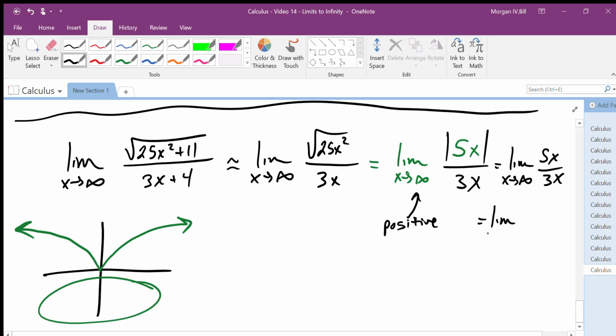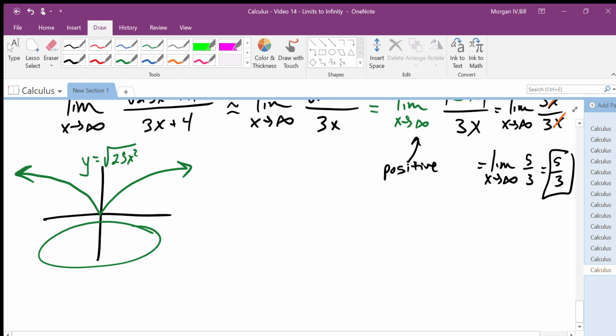Canceling out the x's, we get the limit as x goes to infinity. That'll just be 5/3 left over, and therefore the answer is 5/3. Or if you like, 1 2/3, right, 1.67. In other words, the y values are limiting to 1.67 as x goes to infinity. And just to clarify, this graph that I've drawn here in green, that was the graph of y equals square root of 25x squared, not the graph of my entire original function.